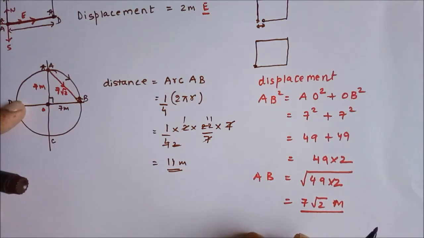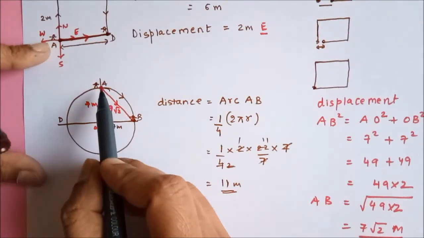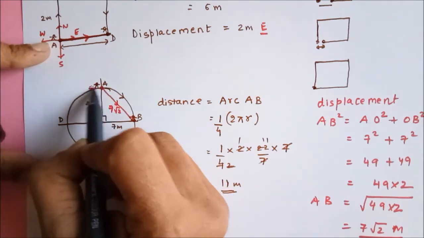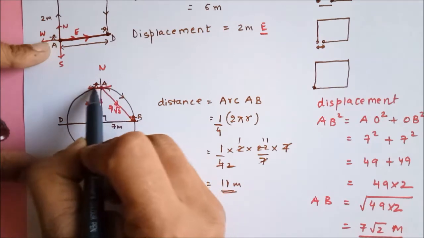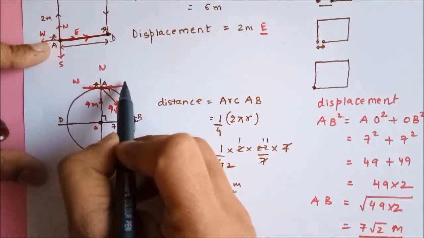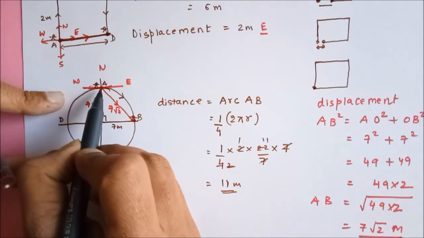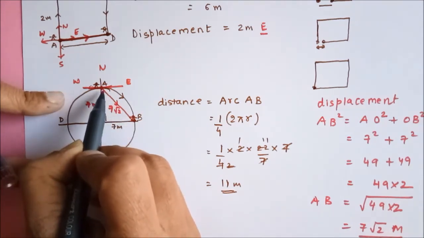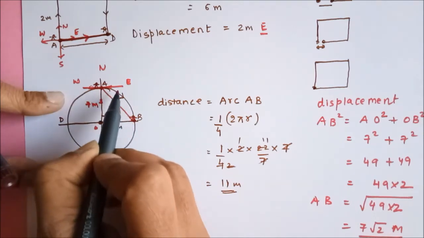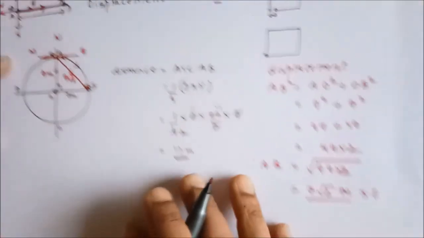So that's our answer. Now if you want to discuss the direction, this is the starting point. As I told you, draw north, south, west, east. Now we can see that the displacement is along this direction from the starting point towards the finishing point. That direction is southeast. So our final answer is southeast, like this.